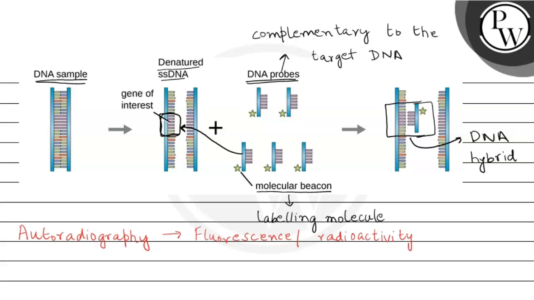So, if the gene of interest or the target DNA is present in the DNA sample, then the probe will hybridize with that DNA sample, and this will show fluorescence or radioactivity in the autoradiograph because the DNA hybrid has been formed. And if the gene of interest is absent in the sample, then the probe will not bind to the target sequence, and therefore the fluorescence or radioactivity will not be observed in the autoradiograph. So this is the basic technique of nucleic acid hybridization.